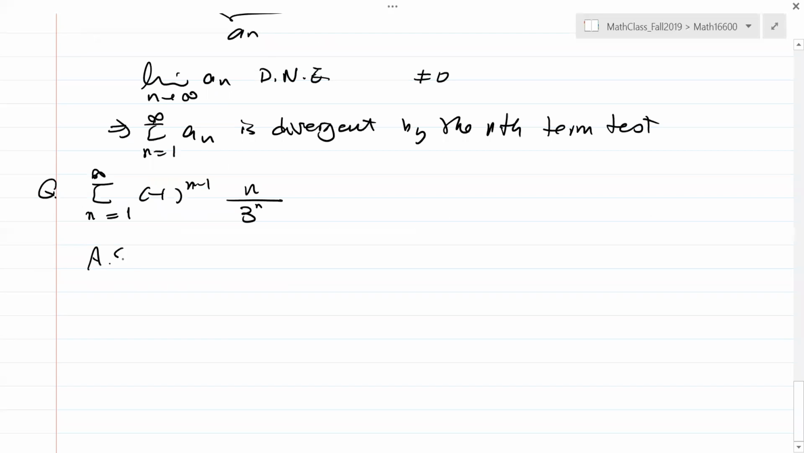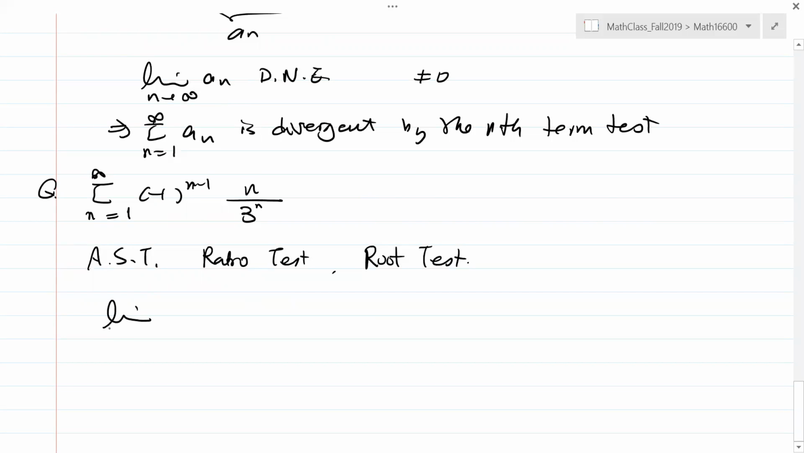When you use a ratio test, more likely you can also use a root test. Then it is actually absolutely convergent. If you use the alternating series test, you cannot conclude it's absolutely convergent. But if you use a ratio test or a root test, you can get an even stronger conclusion.